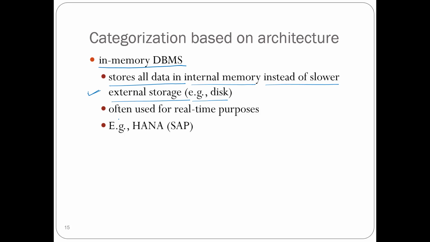Because of their speed, or fast response time, I would say, they are often used for real-time purposes. So if somebody asks you for the type of DBMS which will be the most appropriate for real-time purposes, you should say the in-memory DBMS. An example of an in-memory DBMS is HANA by SAP.